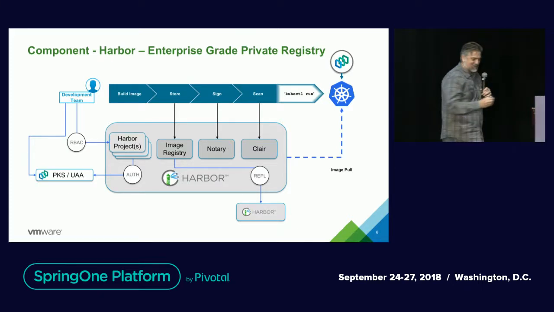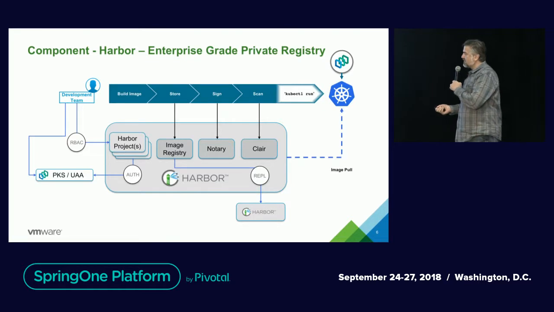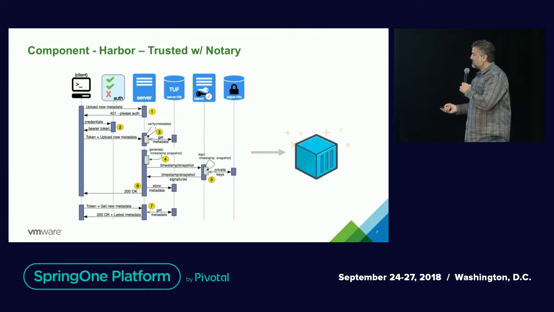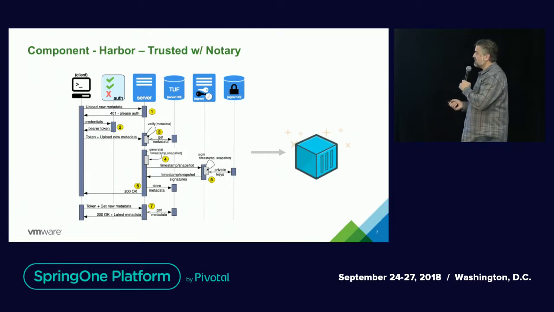So the things I'm talking about are these Notary and Clair components in our Harbor implementation. We're using Notary to sign, and I just mentioned the update framework, which is actually an implementation of a key exchange. If you look down here where you see TUF, that's the update framework embedded in our registry. This is also how Docker Trusted Registry does it. It's the same mechanism, the same footprint.